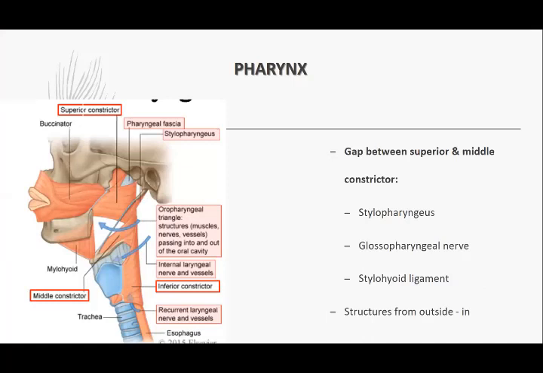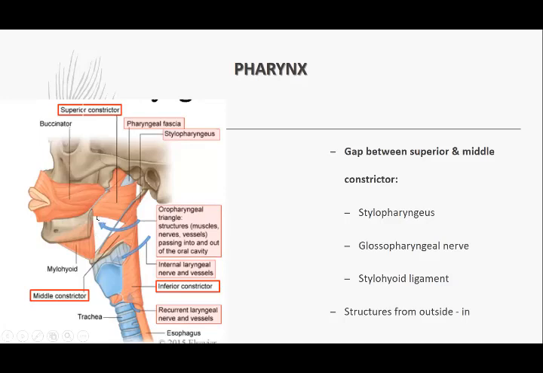Now let's talk about the gaps. The gap between the superior and middle constrictor. This is the superior constrictor, this is the middle constrictor. This is the gap between the superior and middle constrictor. What passes through this gap?